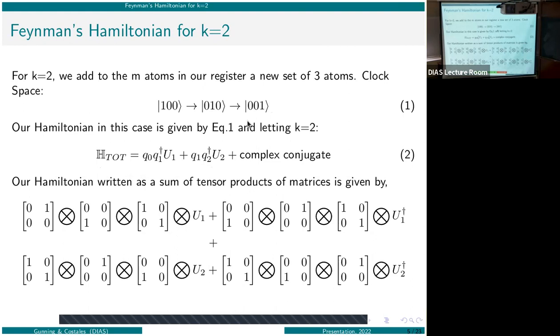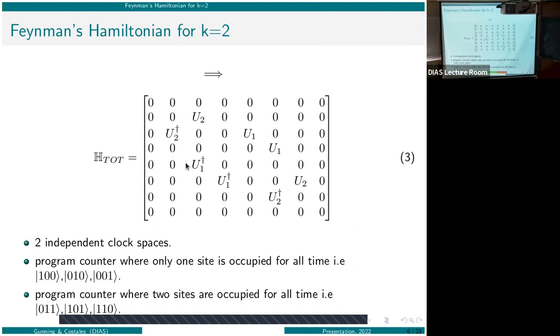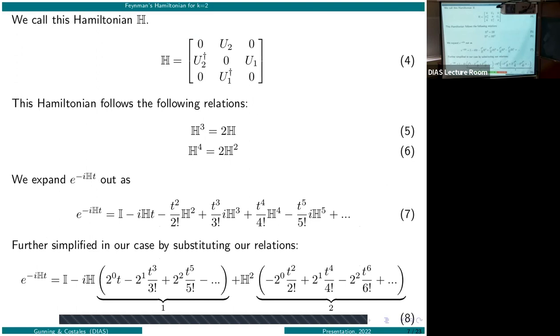So what we then wanted to do is start looking at the time evolution operator. So we wanted to convert our Hamiltonian to a matrix form by the series of tensor products from our equation two. And we were then able to get this final Hamiltonian here. Now, what this large Hamiltonian actually is, is a combination of two independent clock spaces. One is a program counter where one site is occupied for all time, and the second is a program counter where two sites are occupied for all time. And for our computer, we're only going to consider a program counter with one site occupied, so we can separate this out into a simpler matrix seen here as H.